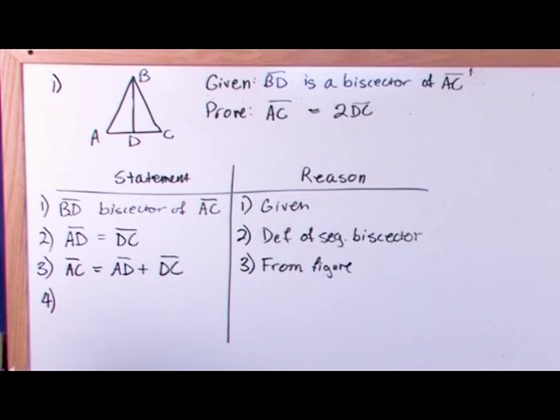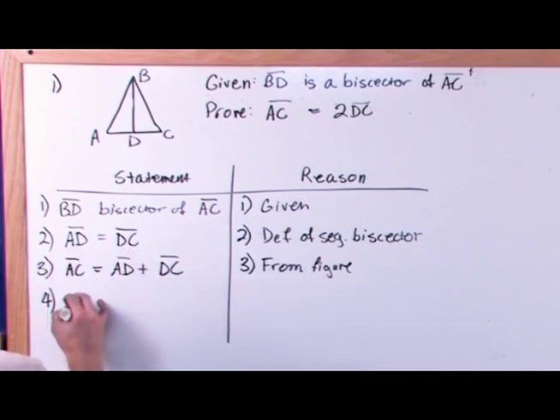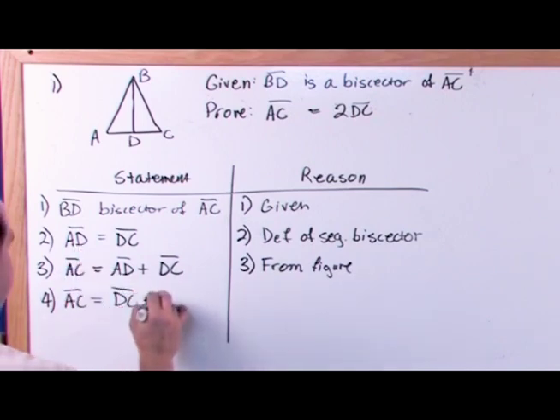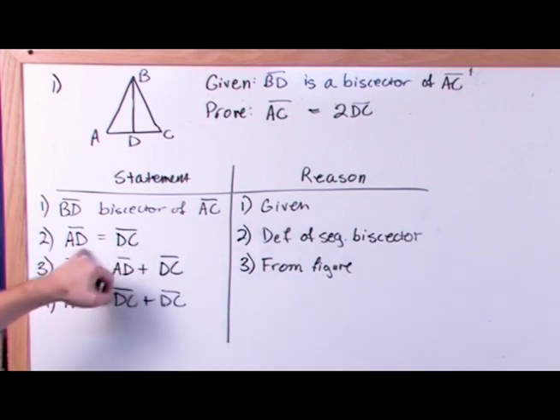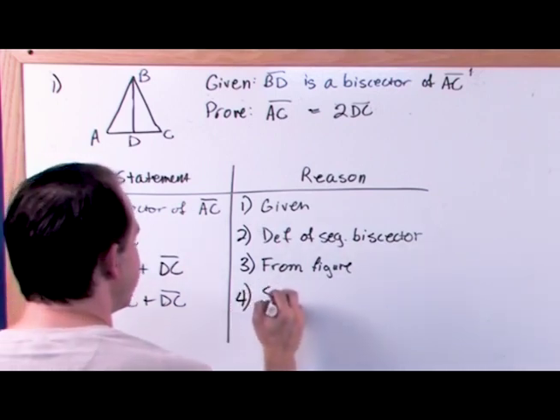Next, we want to use a substitution, because notice we used the definition of the bisector to say that AD was equal to DC. So now we can say that AC is equal to, and we can plug this in, DC plus DC, okay? So we substituted what we found in the first step into what we found in the second step. So I think I already gave you the answer there. We used substitution.